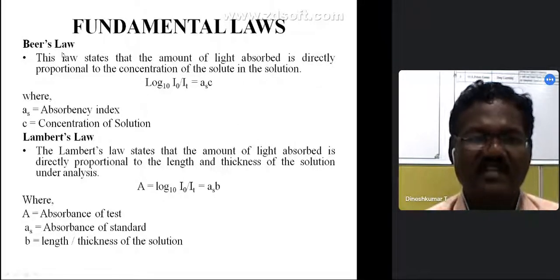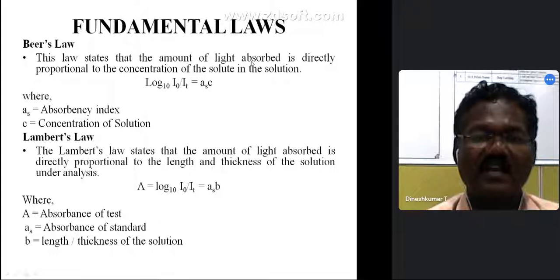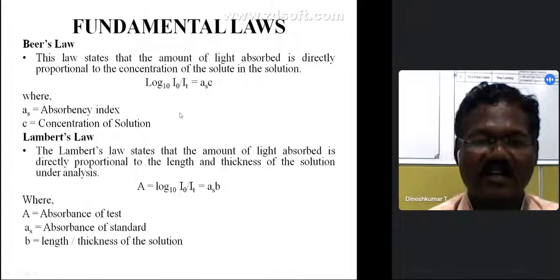First one is Beer's law. This law states that the amount of light absorbed is directly proportional to the concentration of the solute in the solution. The formula is log10 I naught by IT, where I naught is the intensity of light and IT is the intensity of light transmitted, equal to AS into C. AS is the absorbency index and C is the concentration of solution. This is the basic principle used in the colorimeter.